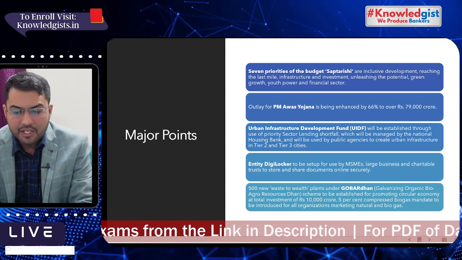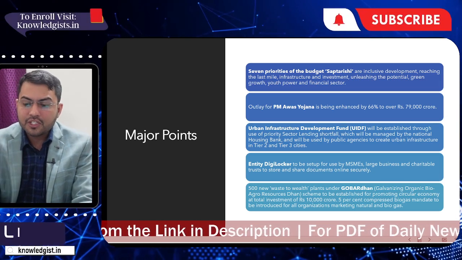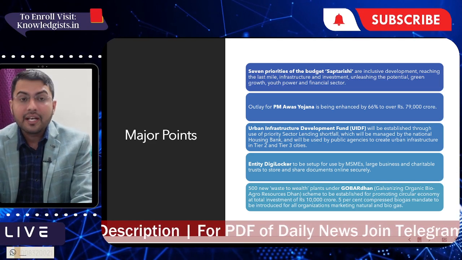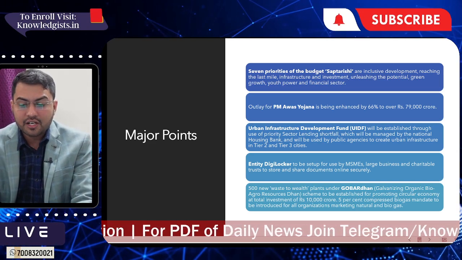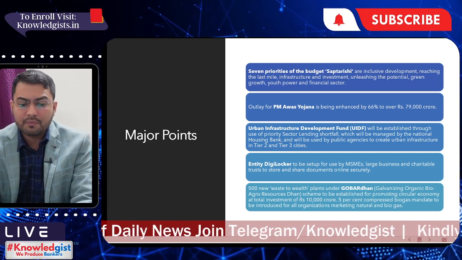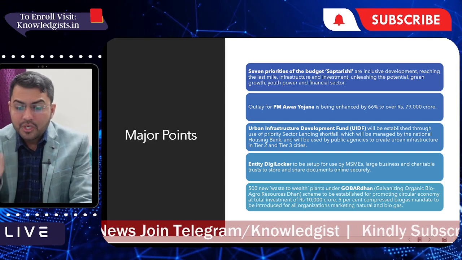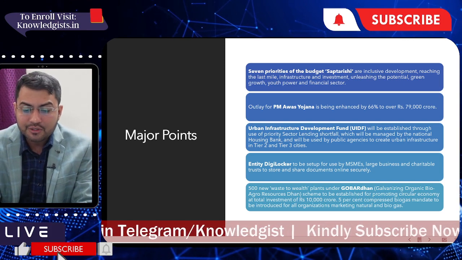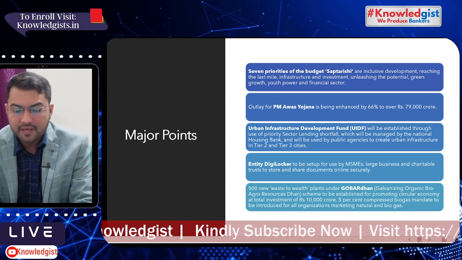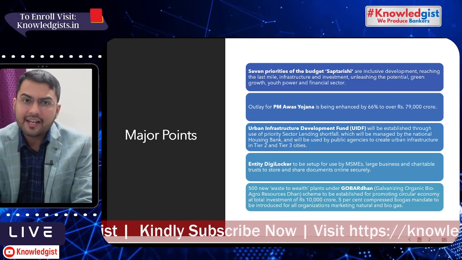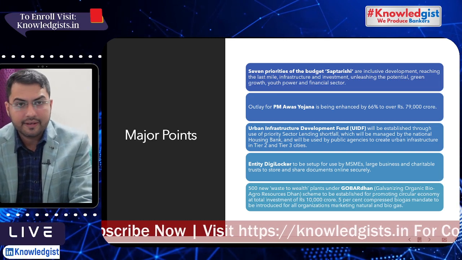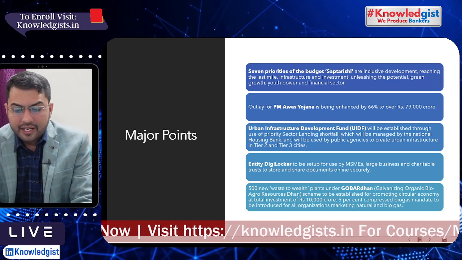Outlay for PM Awas Yojana is being enhanced by 66 percent to 79,000 crore. A new fund called the Urban Infrastructure Development Fund, like RIDF, will be established through use of the priority sector lending shortfall, which will be managed by the National Housing Bank and will be used by public agencies to create urban infrastructure in tier 2 and tier 3 centers. Banking exam aspirants have to look into this point importantly.